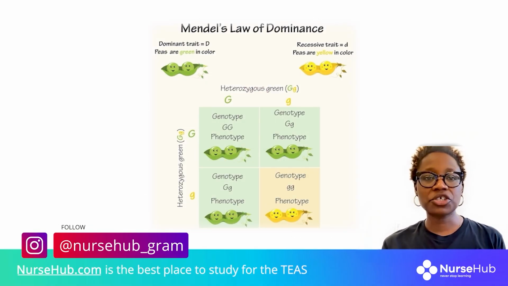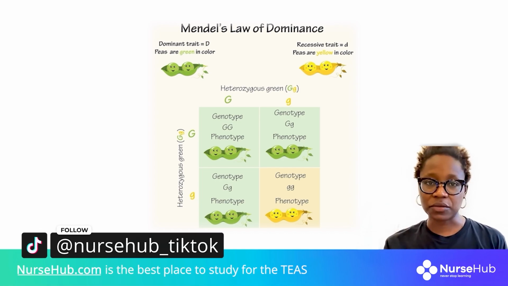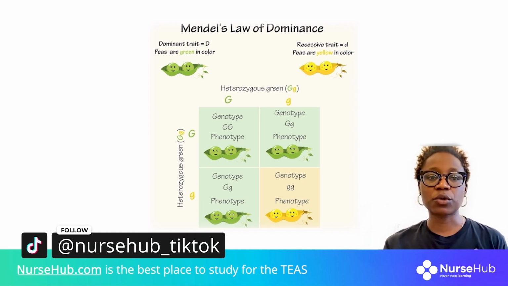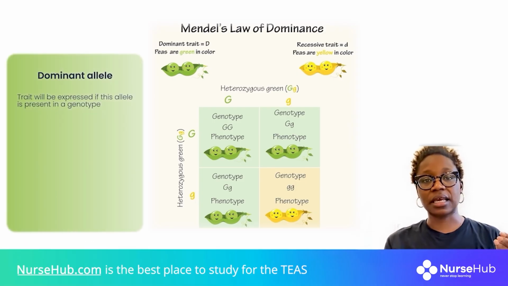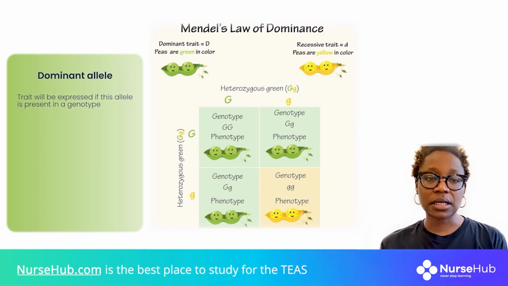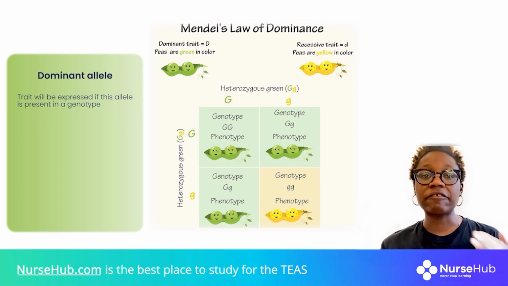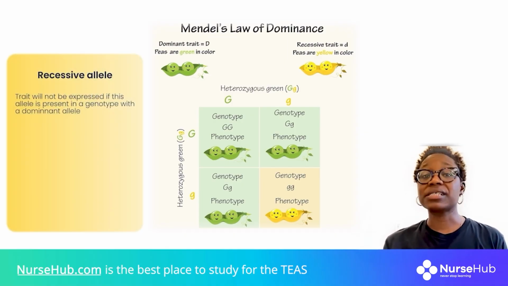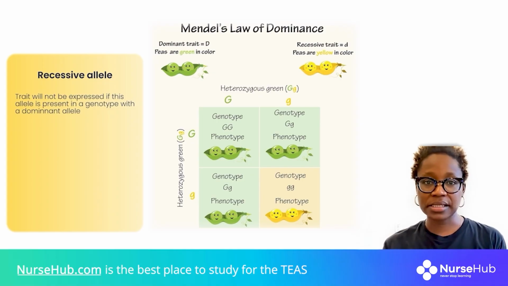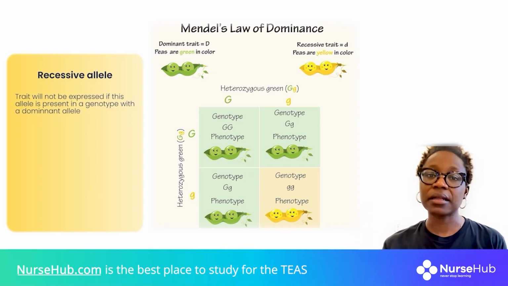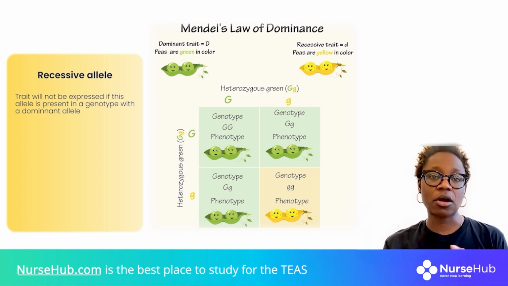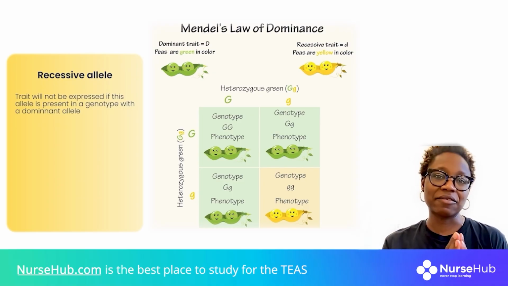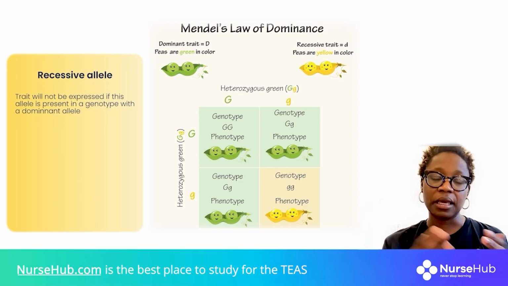So the question is, how does a genotype affect an organism's phenotype? Well, that's through dominance. So let's review a few more of the terms that are going to be very important to understanding dominant and recessive traits. A dominant allele, that's the capital letter. The dominant allele is a trait that will be expressed if it is present in a genotype. A recessive allele is a trait that will not be expressed if it is present in a genotype with a dominant allele. The dominant allele will dominate the recessive one. However, if all that are present are 2 recessive alleles, the recessive phenotype will be expressed.